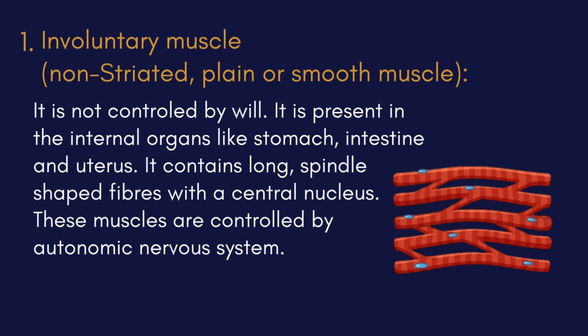Involuntary muscle, non-striated, plain or smooth muscle. It is not controlled by will. It is present in the internal organs like stomach, intestine, and uterus. It contains long, spindle-shaped fibers with a central nucleus. These muscles are controlled by the autonomic nervous system.